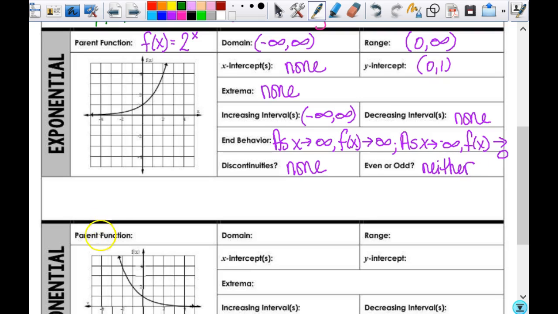Then we have some anchor points. Always goes through 0, 1, right? Why will it always go through 0, 1 no matter what my base is? Anything to the 0 power is 1. So if that was 5 to the x, 5 to the 0 power is 1. 10 to the 0 power is 1. A million to the 0 power is 1. It's always 1. So that's going to be one of them. Then I'm going to use these two and this one. So my anchor points.